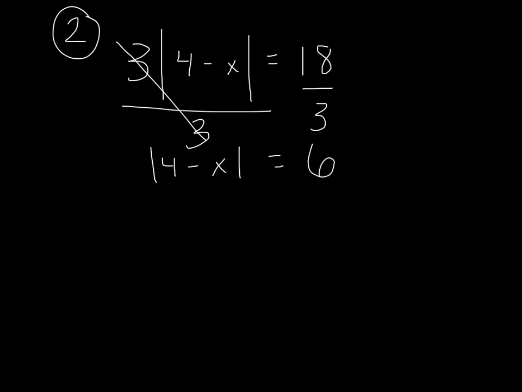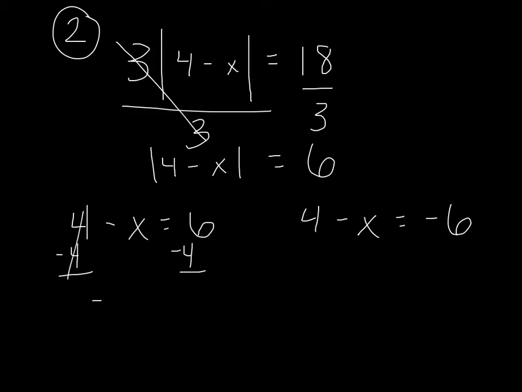So what that means is 4 minus x could be 6 spots away from 0, or it could be negative 6. So we need to set up two equations. So 4 minus x could equal 6, or 4 minus x could equal negative 6. So when I solve this, I subtract 4 from both sides. So you get negative x equals 2. Well, how do I get rid of that negative sign? I divide by a negative 1. So x equals negative 2.